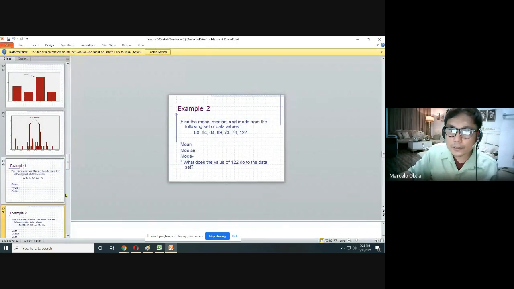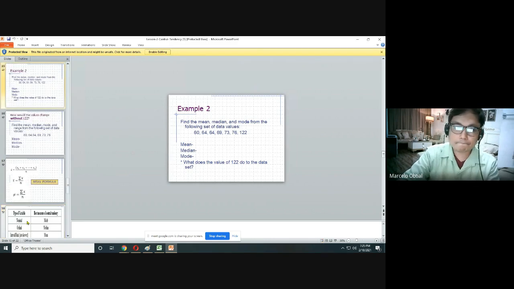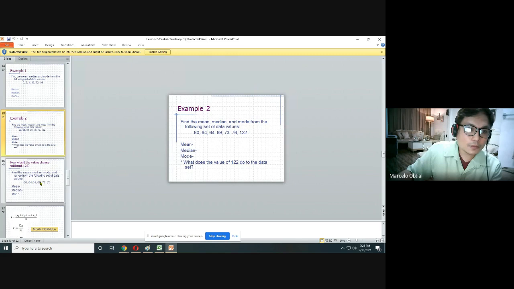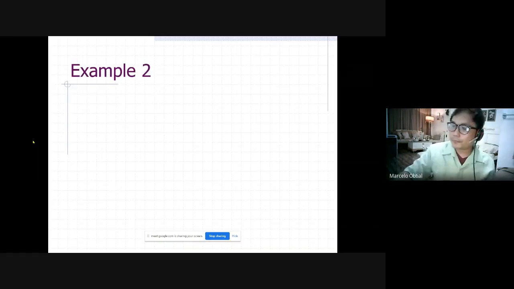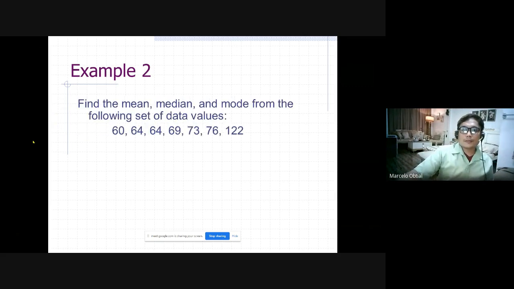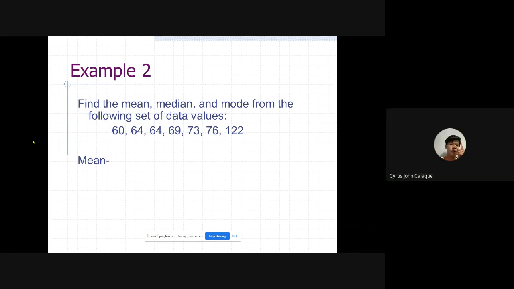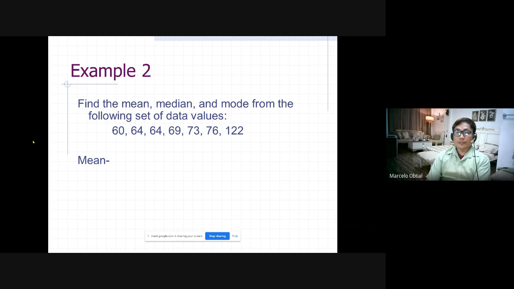Let's find one that has a mode. This one. Mode. Shift F5. Okay, let's take a sample: 60, 64, 69, 73, 76, 122. Ma'am, sir, class, please check. Please try. Mean, average. 75.43, sir. Okay, 75.43.